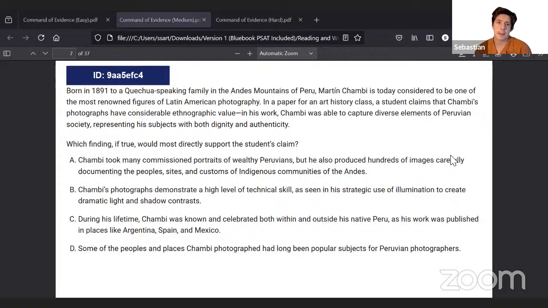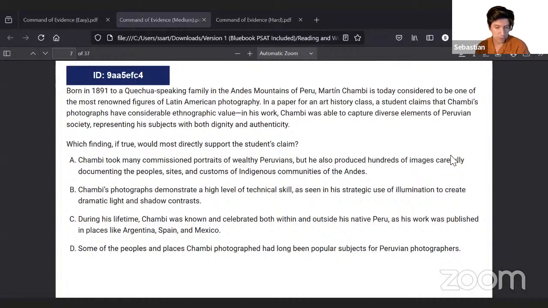Born in 1891 to a Quechua-speaking family in the Andes Mountains of Peru, Martín Chambi is today considered to be one of the most renowned figures of Latin American photography. In a paper for an art history class, a student claims that Chambi's photographs have considerable ethnographic value. In his work, Chambi was able to capture diverse elements of Peruvian society, representing his subjects with both dignity and authenticity.